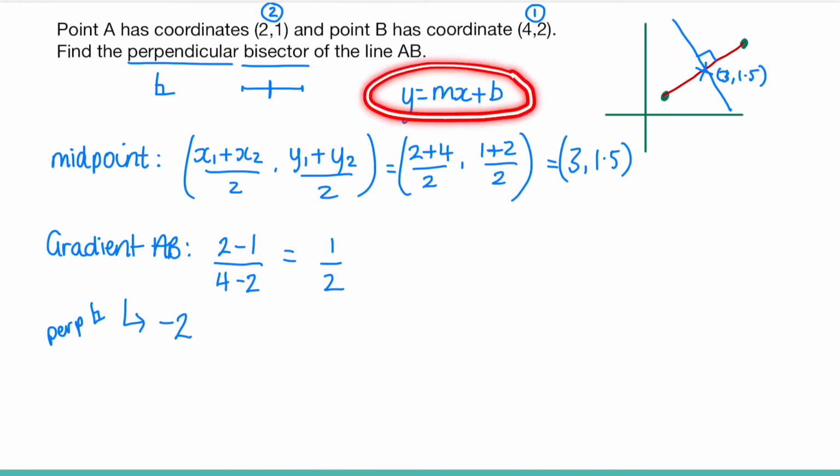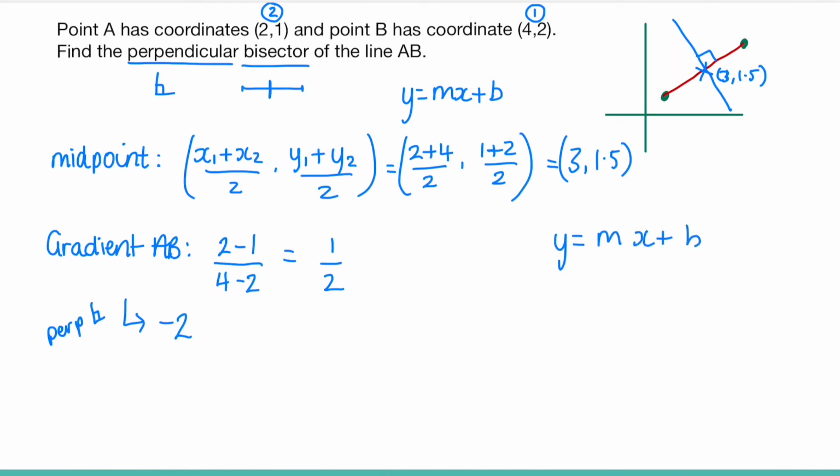So we can now go back, we know that this is the original form of the equation. I would like y equals mx plus b, but we now know that the gradient is -2. So I can replace m with -2, and now we're just trying to find the b coordinate, and that's where it crosses the y-axis. But to help me find it, I know that it goes through the point (3, 1.5). So I'm going to put that into my equation.